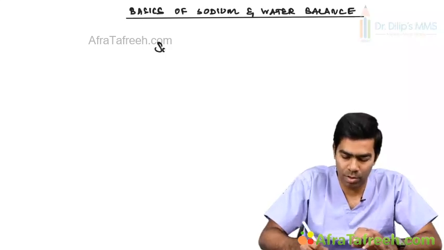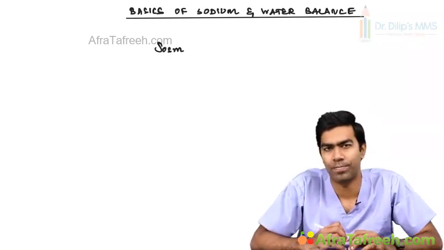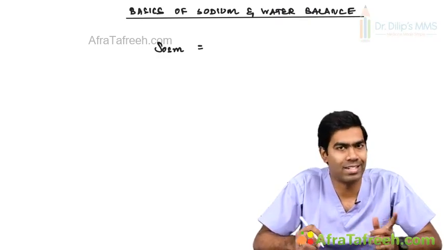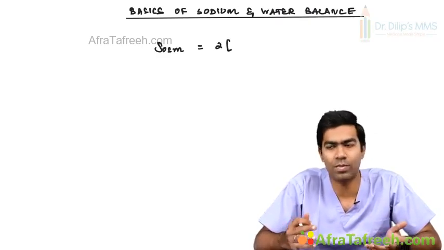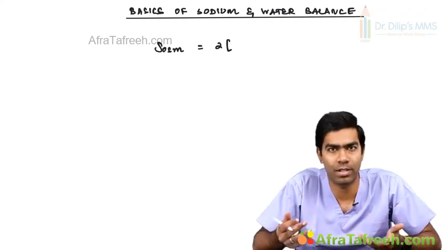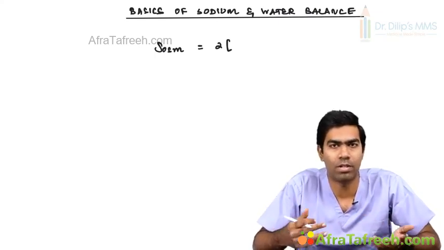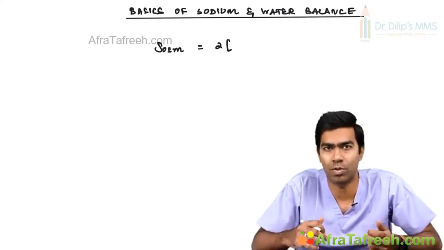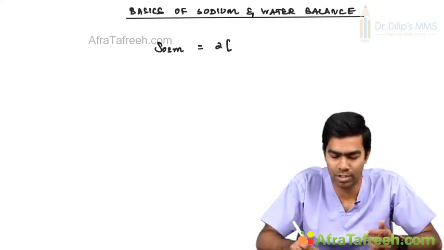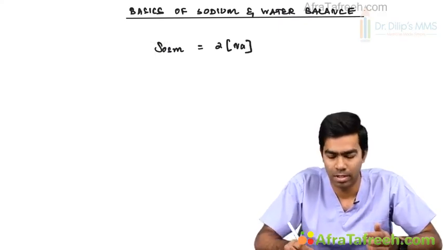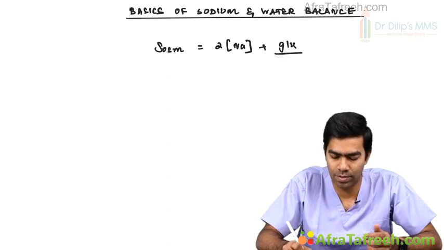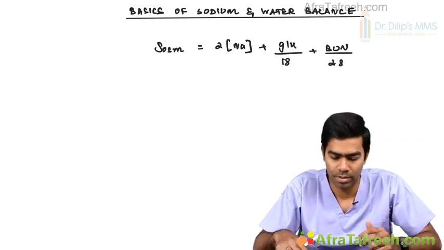So what will be the formula for serum osmolality? Serum osmolality is defined as the net osmoles exerted by the particular blood column or plasma column, whatever fluid you are taking as a reference point. But what is the formula? It's a standard and favorite formula: 2 multiplied by serum sodium, plus glucose divided by 18, plus blood urea nitrogen divided by 2.8. So this is the standard formula.